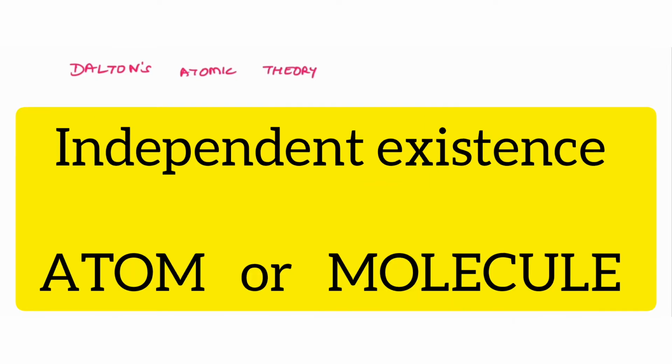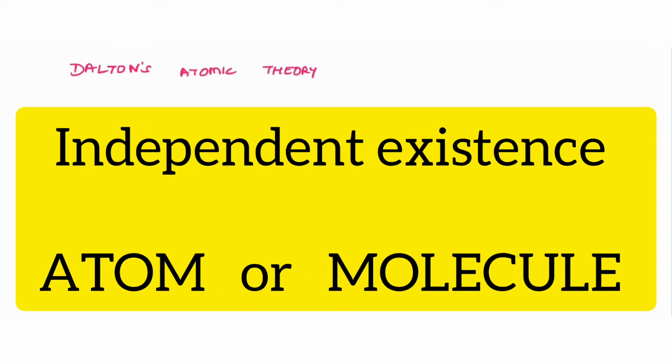Next we move on to Dalton's theory. All these basic laws of chemical combination led to Dalton's theory. Before discussing this theory, I would like to ask you one question. What is an atom? Does an atom have independent existence always? The smallest particle of an element which may or may not have independent existence is called an atom.